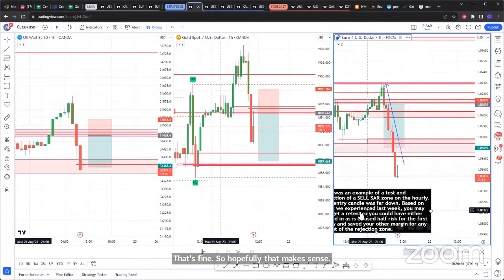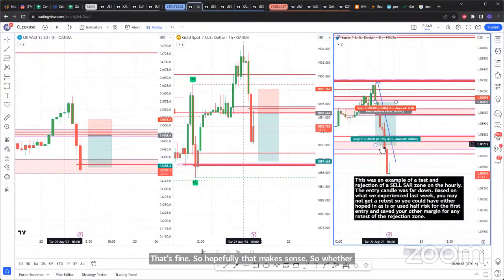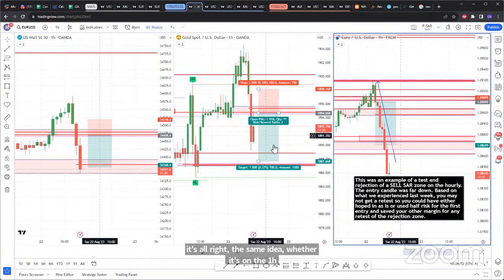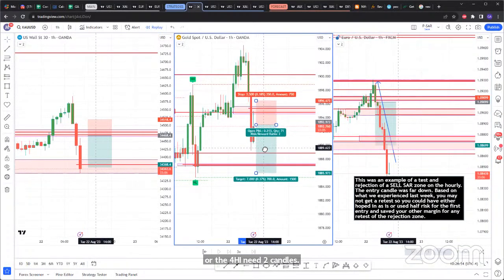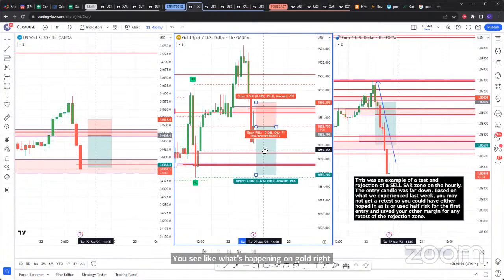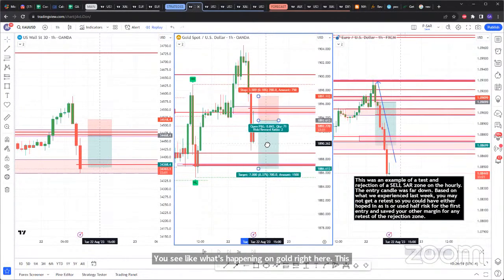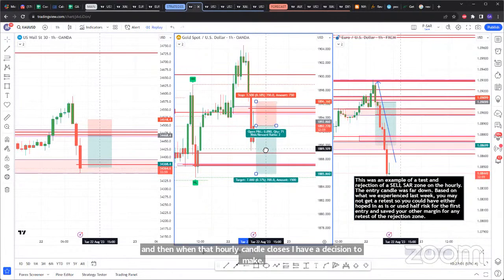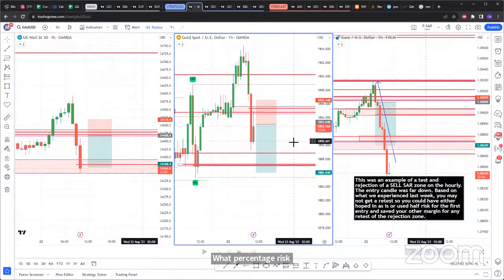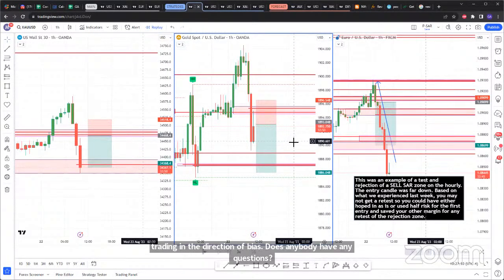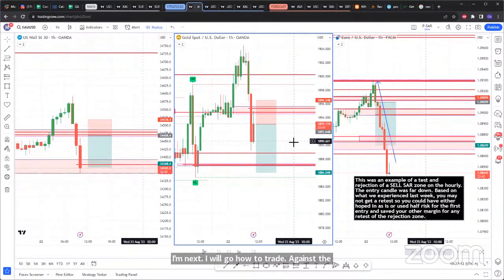The same idea applies whether it's on the 1 hour or the 4 hour: I need 2 candles. You see what's happening on gold right here? This is perfect because I need this hourly candle to close. And when that hourly candle closes, I have a decision to make: what percentage risk will I enter with? Now that covers trading in the direction of bias. Does anybody have any questions? Next, I will go over how to trade against the daily bias. Let me know if you have any questions regarding what we've just covered.